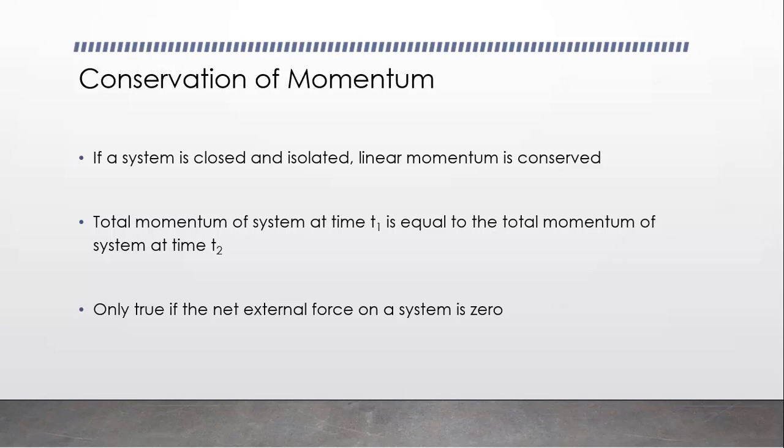If you have a system which is considered to be closed and isolated, the linear momentum of that system is conserved. What's true of a closed and isolated system is that the net external force acting on it is zero, which means if you add up all the forces that come from somewhere outside that system and you get zero, the momentum of that system has to remain conserved. This means the total momentum of the system at time t1 has to be equal to the total momentum of the system at some other time t2.